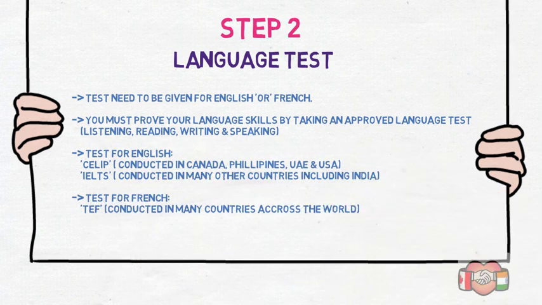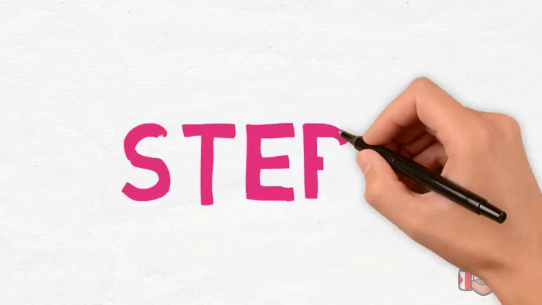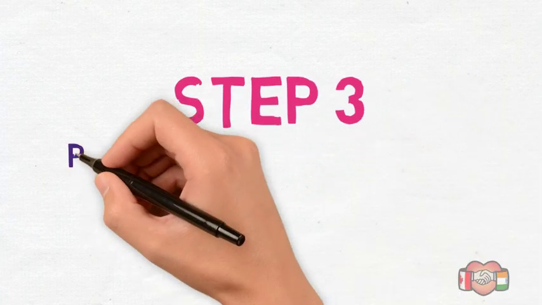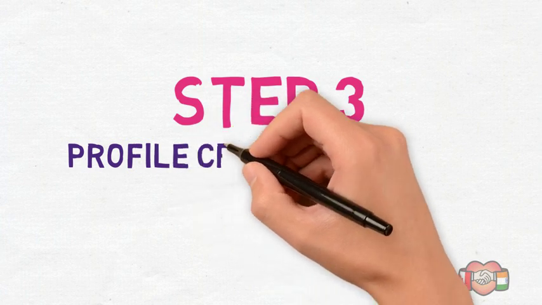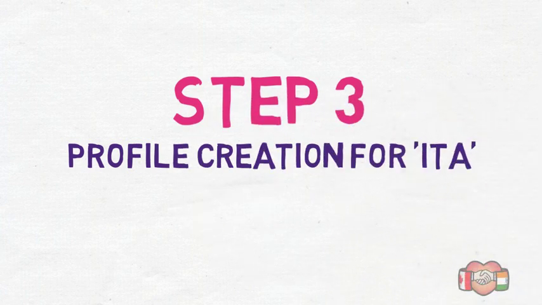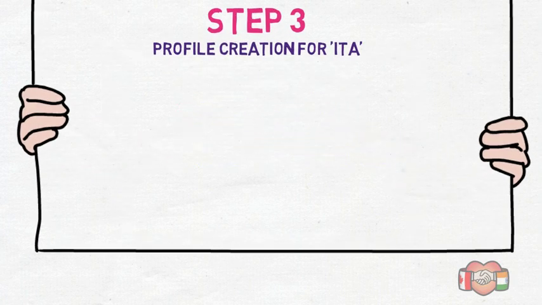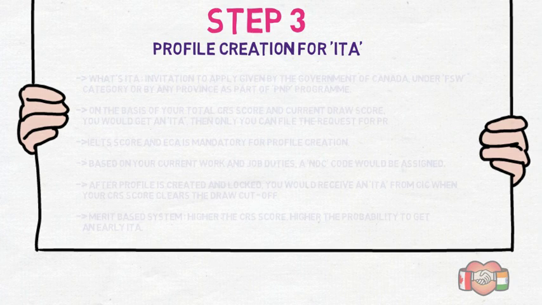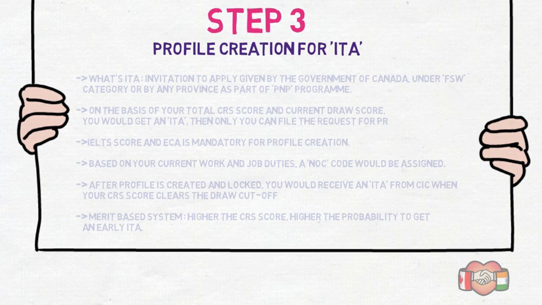Now the next step is where your PR process will actually start. Profile creation for ITA, which means invitation to apply. ITA is either sent by the Government of Canada under the FSW category or any of the 10 provincial governments under PNP, or Provincial Nominee Program. You would get an ITA on the basis of your total CRS score and current draw score.